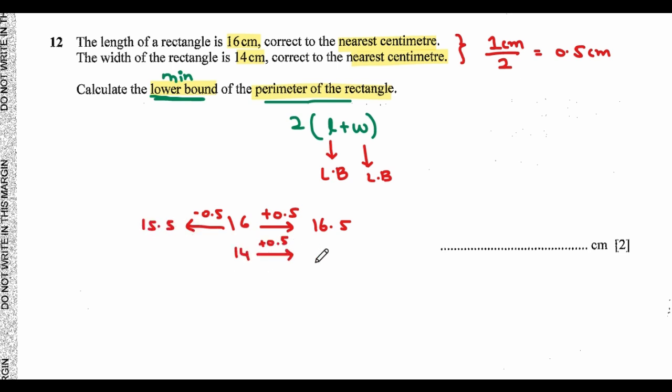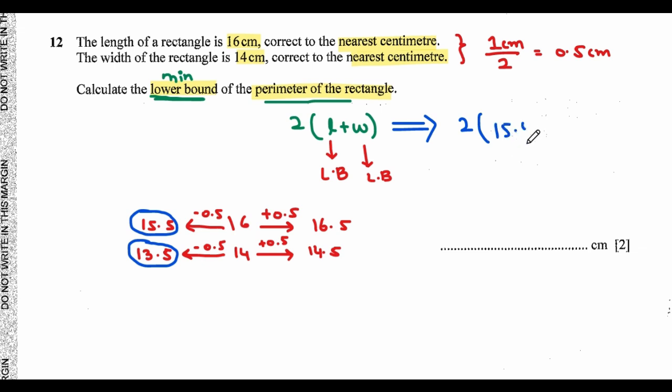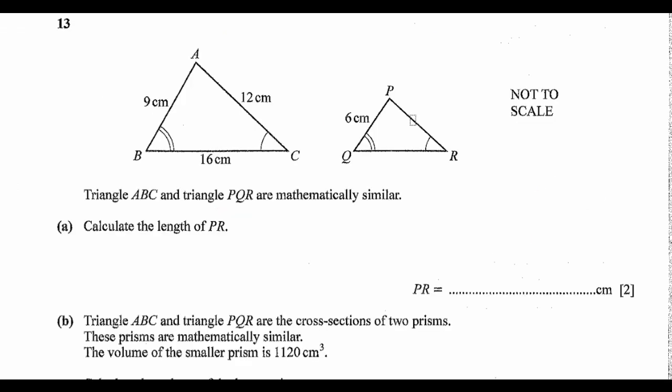Doing the same with 14, adding 0.5, the upper bound is 14.5. Subtracting 0.5, the lower bound is 13.5. So the lower bound of length is 15.5 and the lower bound of width is 13.5. Plugging in the lower bounds in the equation of perimeter, it would be 15.5 plus 13.5. So finally 2 times 29, and the final answer would be 58.